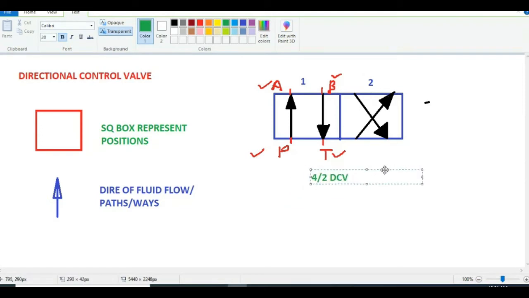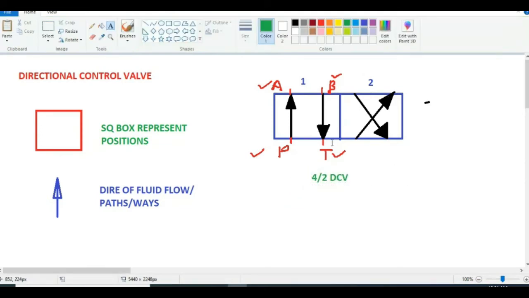In simple words, what is the type of the direction control valve? 4 by 2. 4 indicates the number of ports, and 2 indicates the number of positions. This is how you can draw the different direction control valves.